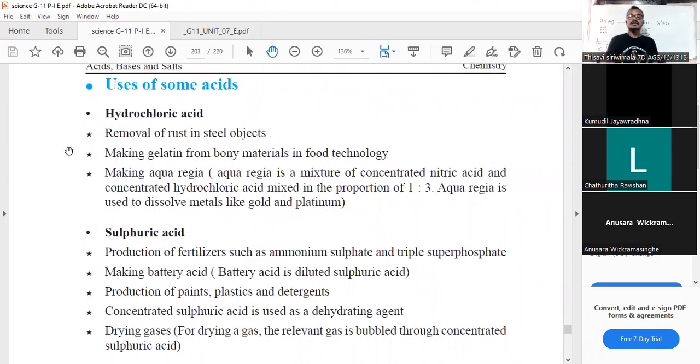Hydrochloric acid: removal of rust in steel objects. Making gelatin from bony materials in food technology. Bone swelling, gelatin separates. Making aqua regia, which is a very strong acid. It's a combination of concentrated hydrochloric acid and concentrated nitric acid. So the mixture of acids, the aqua regia, is capable of dissolving even gold and platinum.